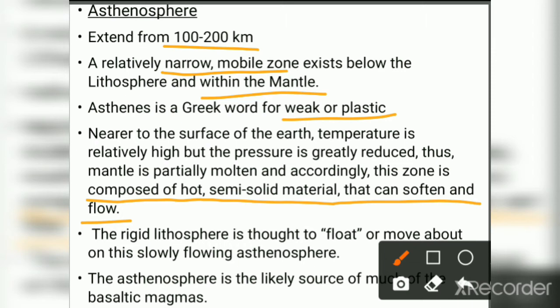The rigid lithosphere is thought to float or move above the slowly flowing asthenosphere. The asthenosphere is likely the source of much of the basaltic magmas.